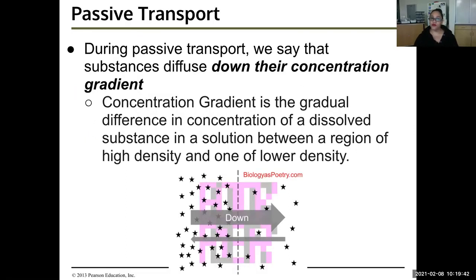During passive transport, we say that substances diffuse down their concentration gradient. That's a phrase we use. The concentration gradient is the gradual difference in concentration of a dissolved substance in a solution between a region of high density and one of lower density.